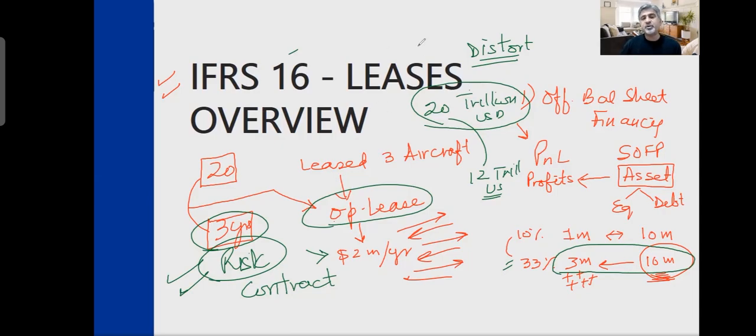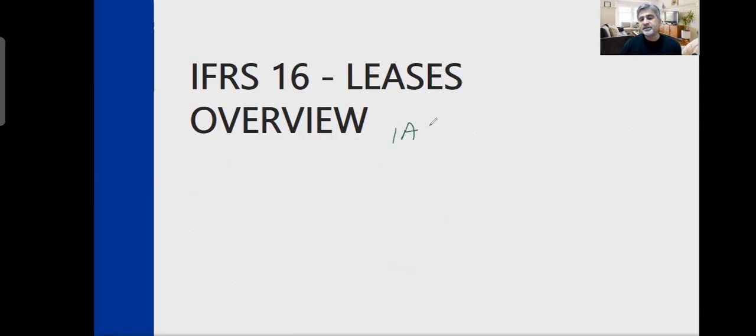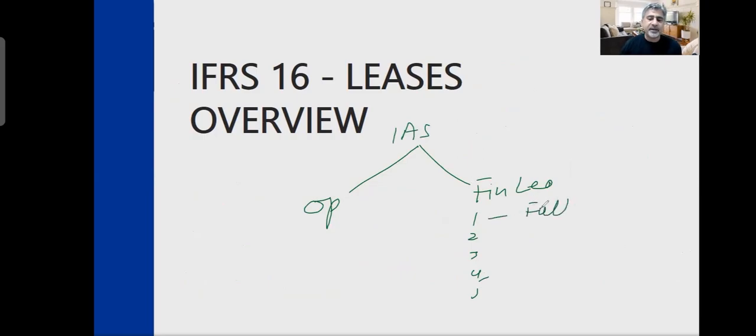Because IAS 17 actually created some conditions. IAS 17 has operating lease and it has finance lease. So finance lease had 1, 2, 3, 4, 5 criteria. Which lease can be called a finance lease? One, when you make a full payment. Full payment means that the present value of the future payments is equal to the present value of the asset.